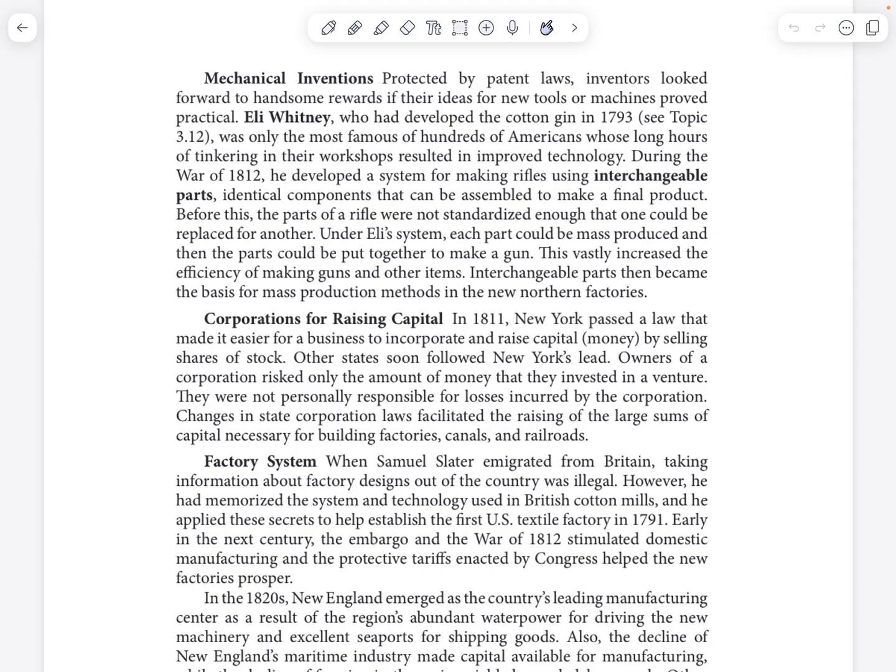During the War of 1812, he developed a system for making rifles using interchangeable parts, identical components that can be assembled to make a final product. Before this, the parts of a rifle were not standardized enough that one could replace another. Under Eli's system, each part could be mass-produced and then parts could be put together to make a gun. This vastly increased the efficiency of making guns and other items. Interchangeable parts then became the basis for mass production methods in the new northern factories.